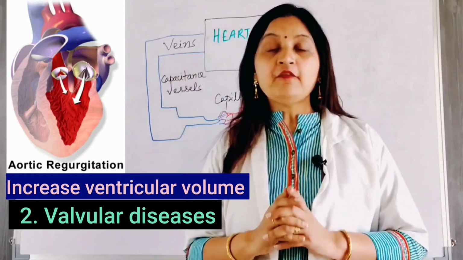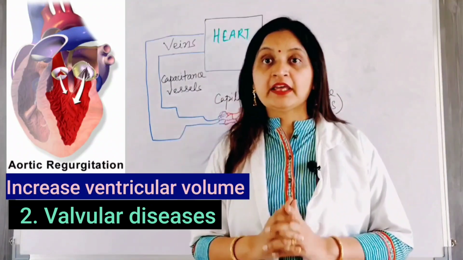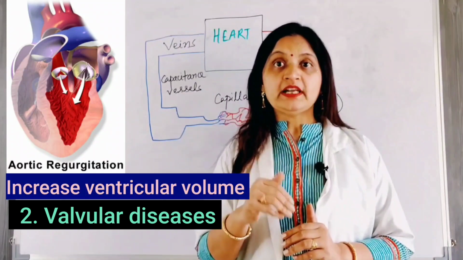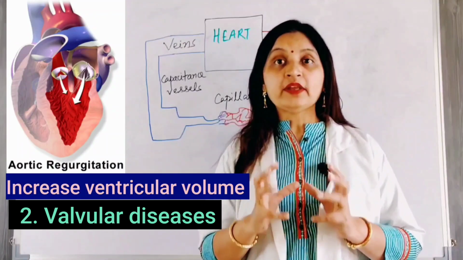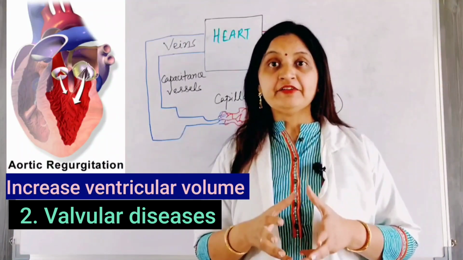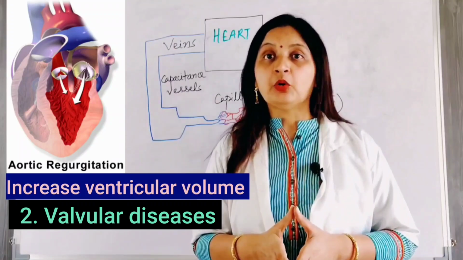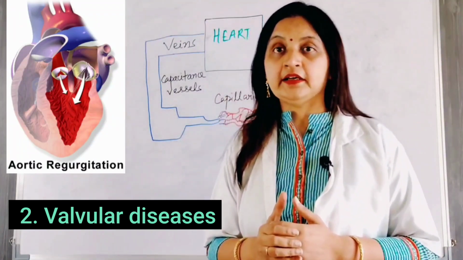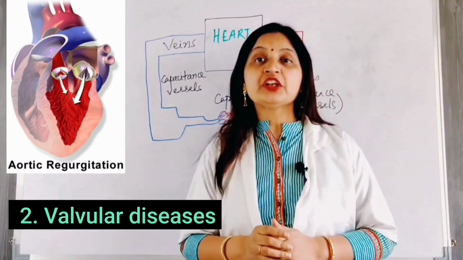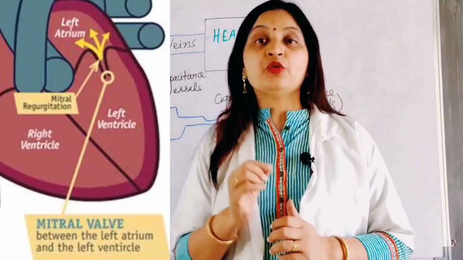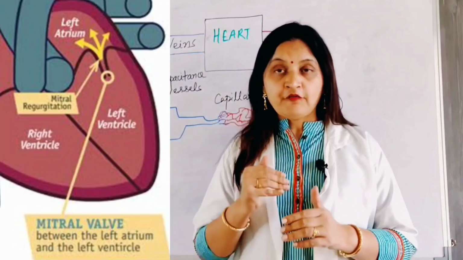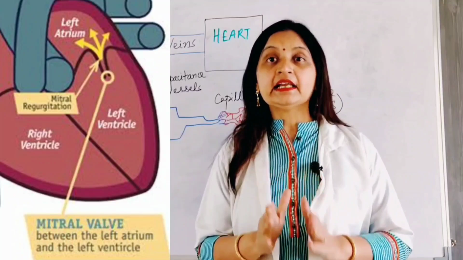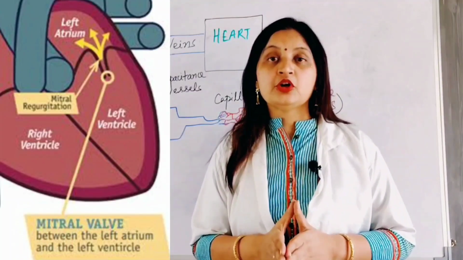Certain valvular diseases can also lead to heart failure. For example, malfunctioning of the aortic valve can cause regurgitation of blood from the aorta to the left ventricle, and this increases the volume of blood in the ventricle that must be pumped out. So this increases the workload on the heart, leading to heart failure. Also, due to malfunctioning of the mitral valve, there is retrograde ejection of blood from the left ventricle to the left atrium, resulting in a decline in cardiac output.